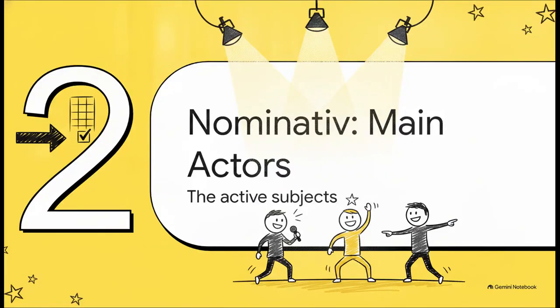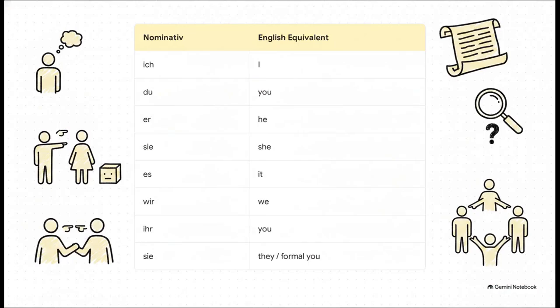Section 2, nominative, the main actors. These are the stars of our show, the active subjects carrying out the action. Here is our baseline nominative column. We have our singular pronouns, ich for I, du for you, and er, sie, es for he, she, and it. Moving over to the plural side, we have wir for we, ihr for the plural you, and sie again for they or the formal you. Honestly, if you've dabbled in learning German for even a week, you probably already know this main cast of characters. They're the standard dictionary versions of the words. Simple, straightforward, and exactly what you'd expect.